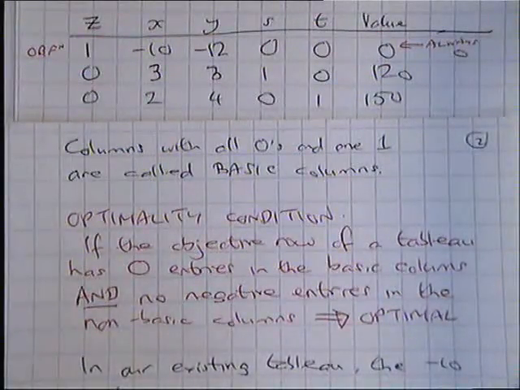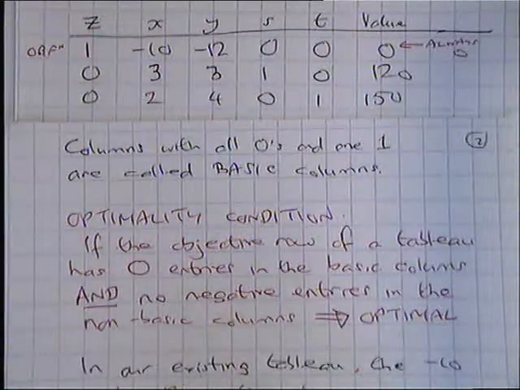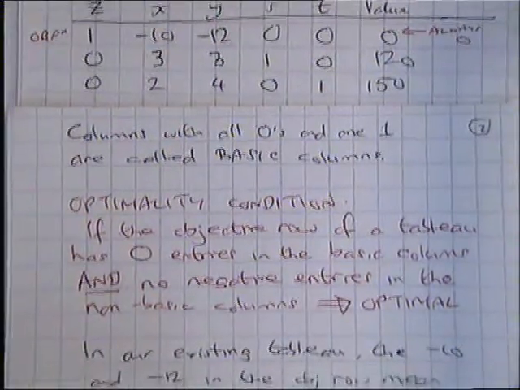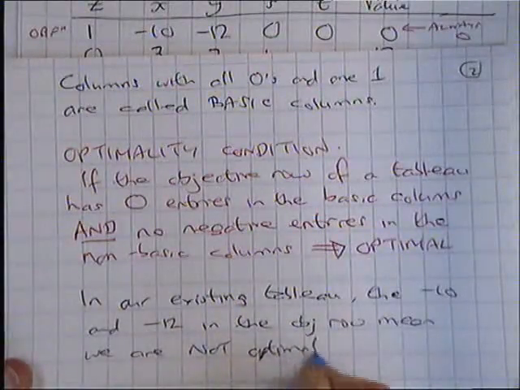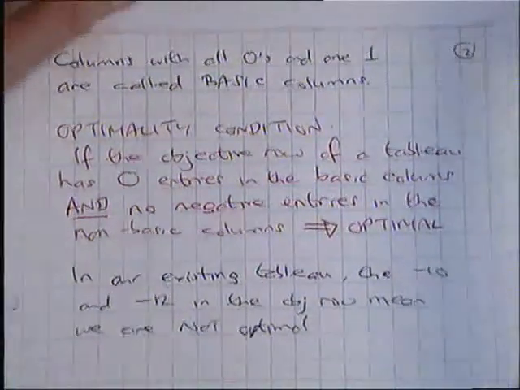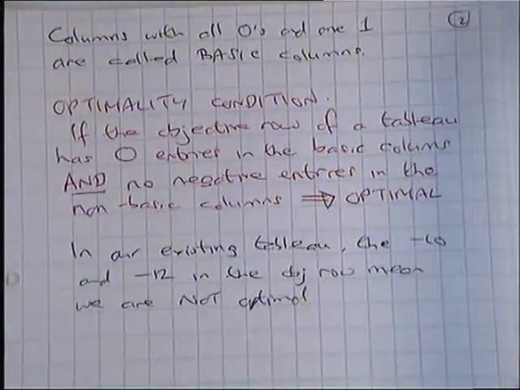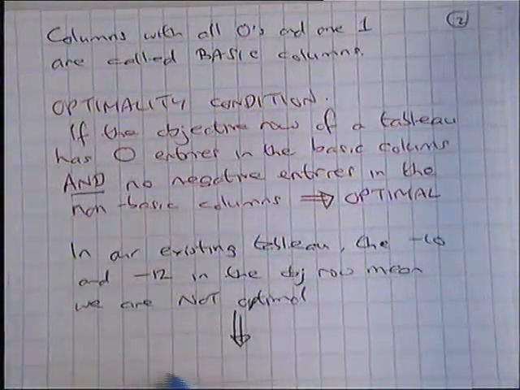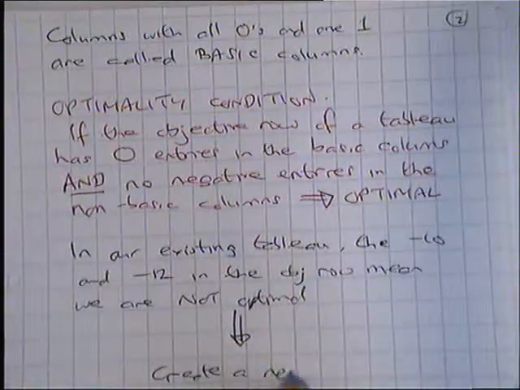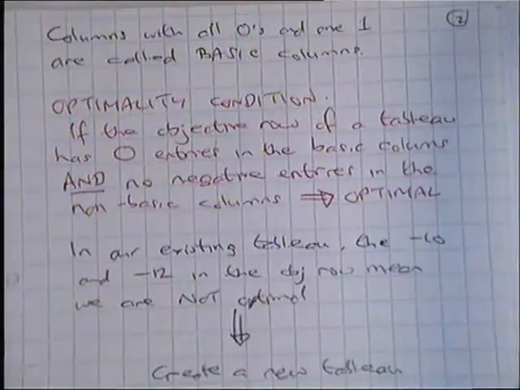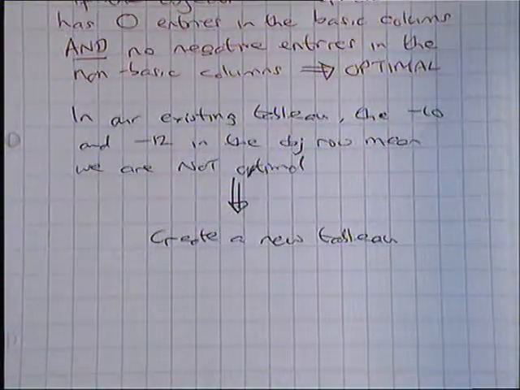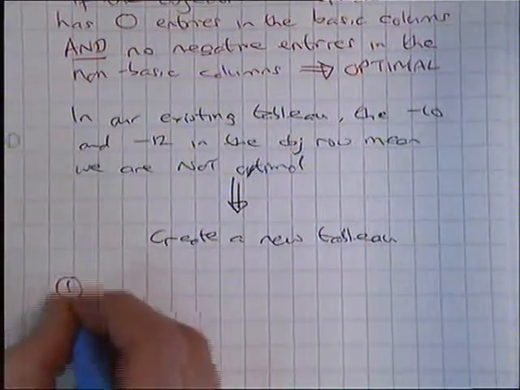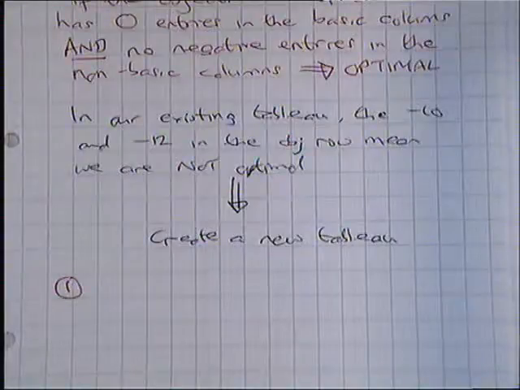So we can just say, in our existing tableau, the minus 10 and minus 12 in the objective row mean we are not optimal. Oh, it's just the negative in the objective? Yes, it's just the objective row, the ones you look at for the non-basic ones. And if you're not optimal at the moment, that means you need to create a new tableau. And what we're going to do now is run through the steps of how you make a new tableau, a new table. Are we going okay, or are we going a bit too fast at the moment? Okay? Right.